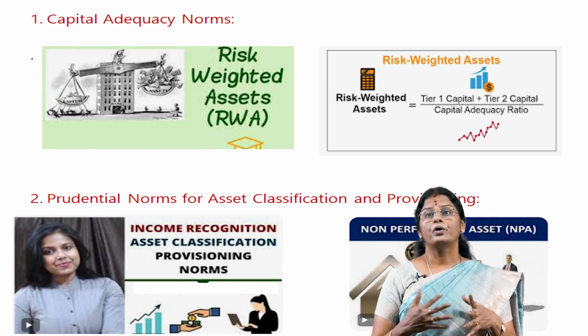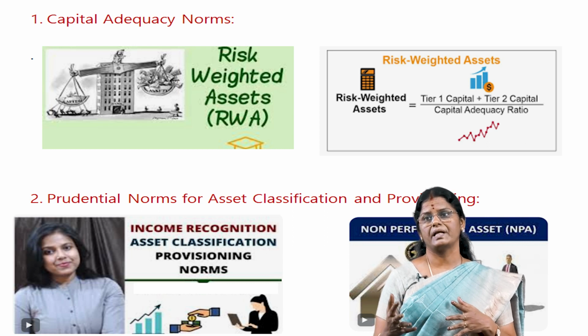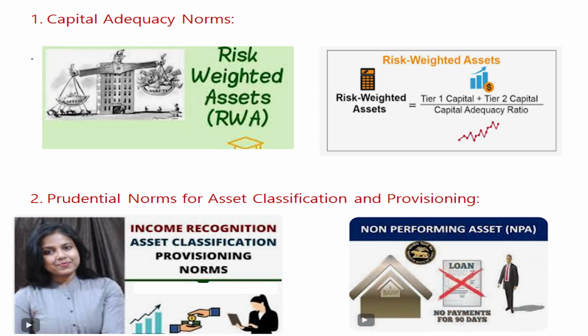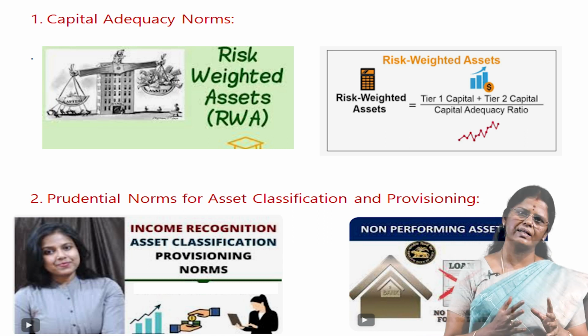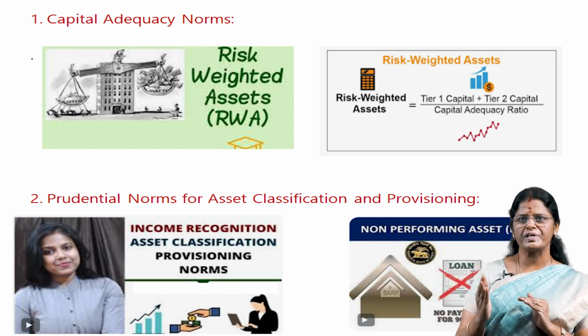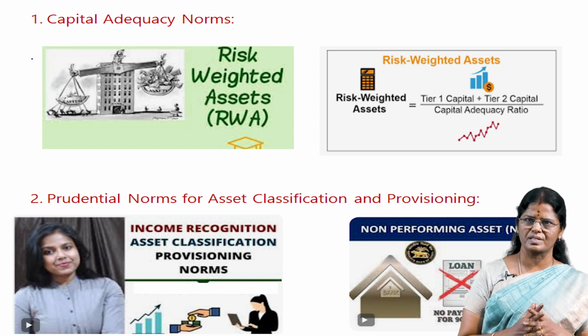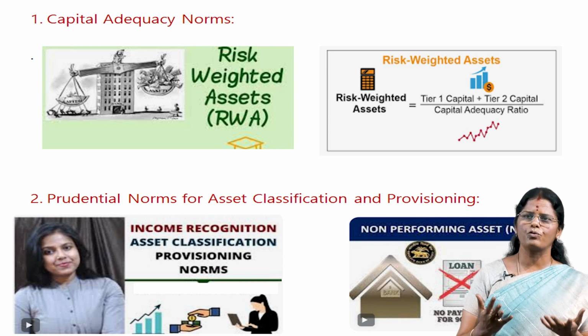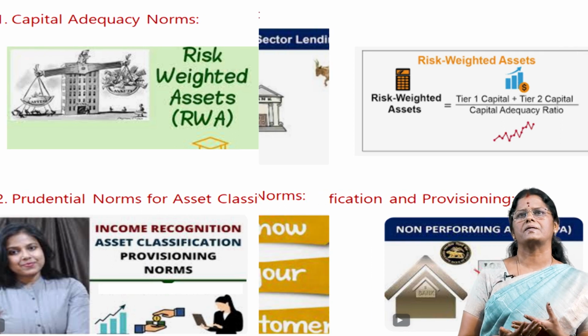Next one, prudential norms for asset classification and provisioning. These norms require banks to classify their assets into different categories based on their quality and to set aside provisions to cover potential losses arising from non-performing assets and other risks.